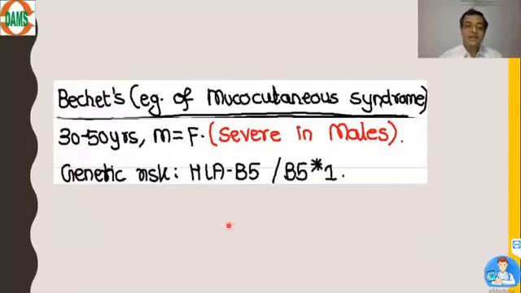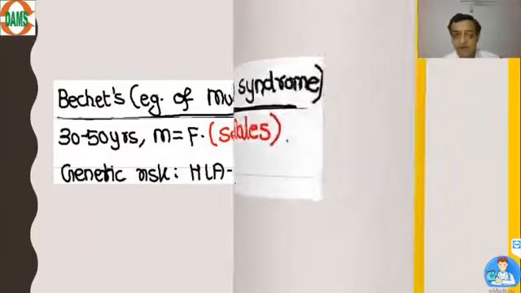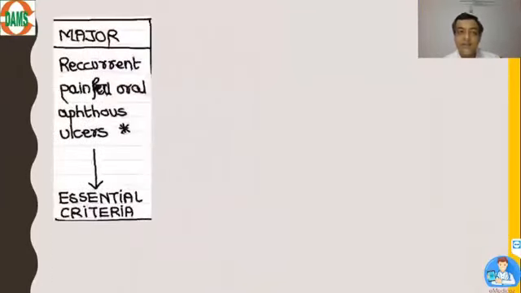Genetic risk factor is HLA-B51. Okay, genetic risk factor, HLA-B51. This is the genetic risk factor associated with risk of Behçet's disease. What are the clinical manifestations? Simple table. What are the clinical manifestations?